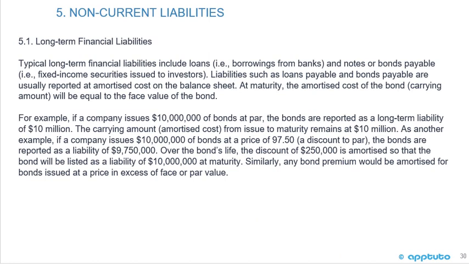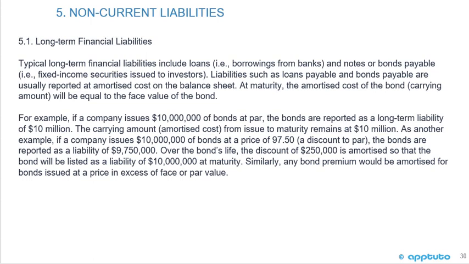Now we're moving on from non-current assets to non-current liabilities. So we're going to look at long-term financial liabilities. Typical long-term financial liabilities include loans, i.e. borrowings from banks, and notes or bonds payable, i.e. fixed income securities issued to investors. Liabilities such as loans payable and bonds payable are usually reported at amortized cost on the balance sheet.